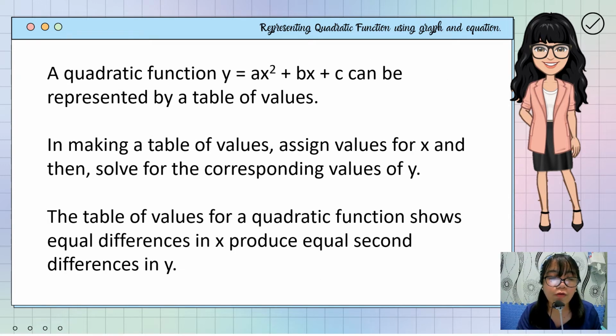Now, a quadratic function y equals ax squared plus bx plus c can be represented by a table of values. In making a table of values, assign values for x and then solve the corresponding values of y. The table of values for a quadratic function shows equal differences in x produce equal second differences in y. So we will be representing our quadratic function through the use of table of values, and we will be determining whether a particular table of values represents a quadratic function or not.